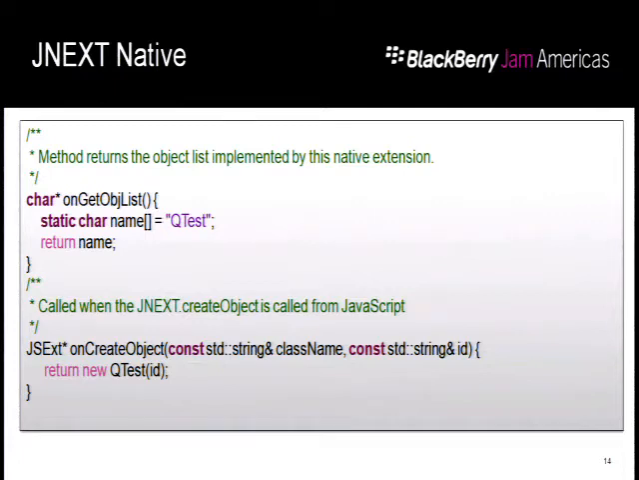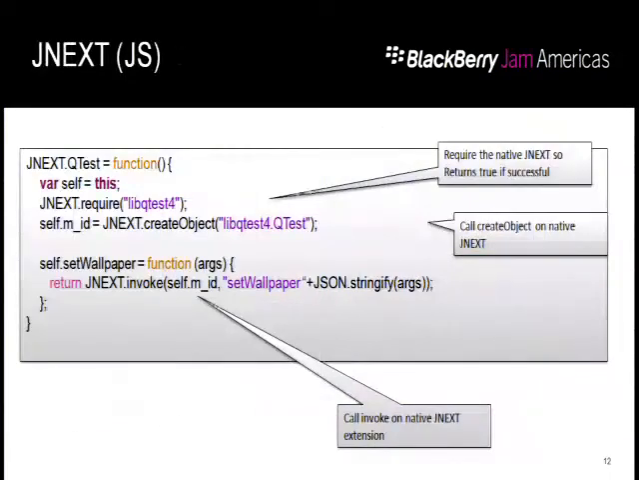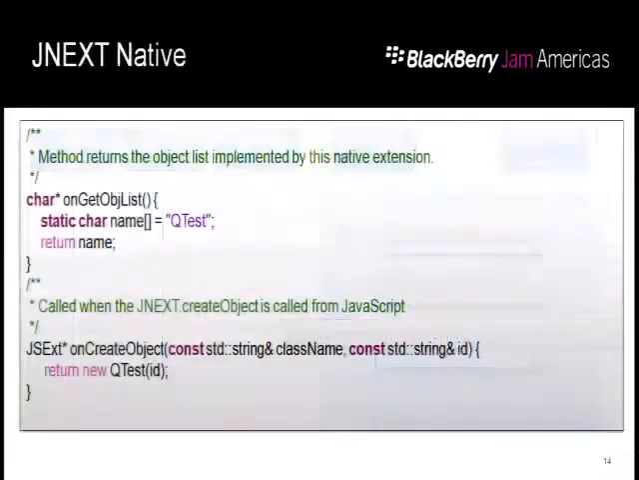onCreateObject gets called when you call createObject from the JavaScript wrapper. If you remember, if you go back, right here, you called createObject in that 4th line. So when you call that, this gets called.